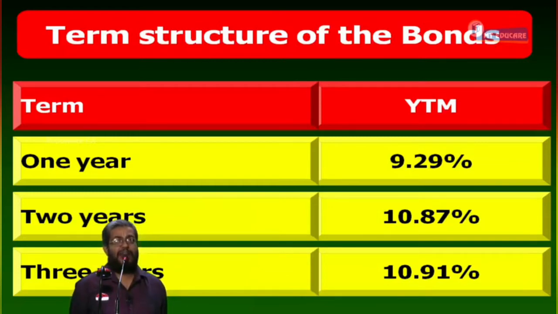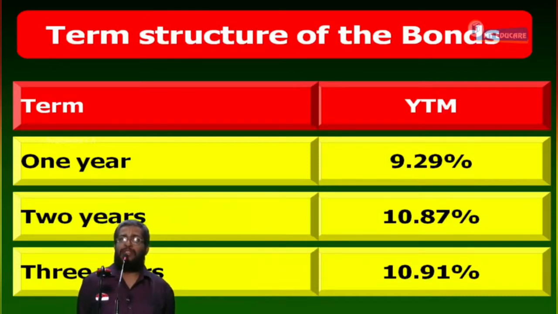Still, they trade at different YTMs, different yield to maturities. Why? Write down.